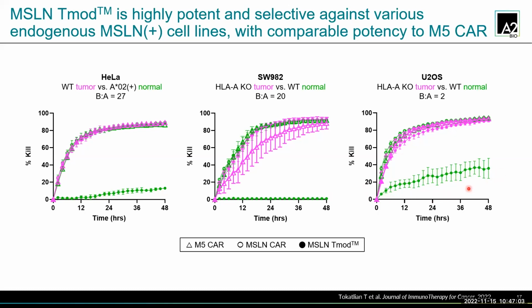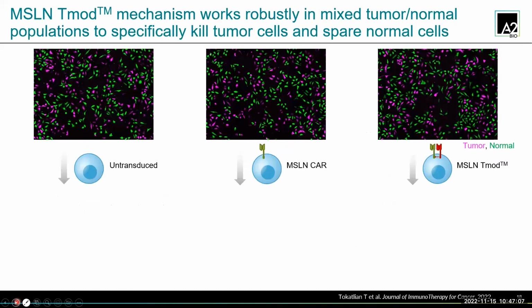So one critical requirement of a NOT gate is to be able to differentiate tumor from normal cells in multiple different contexts, including mixed cultures. So here we co-cultured A2 negative tumor targets, these are HeLa cells, with A2 positive normal targets mixed at a 1:1 ratio.